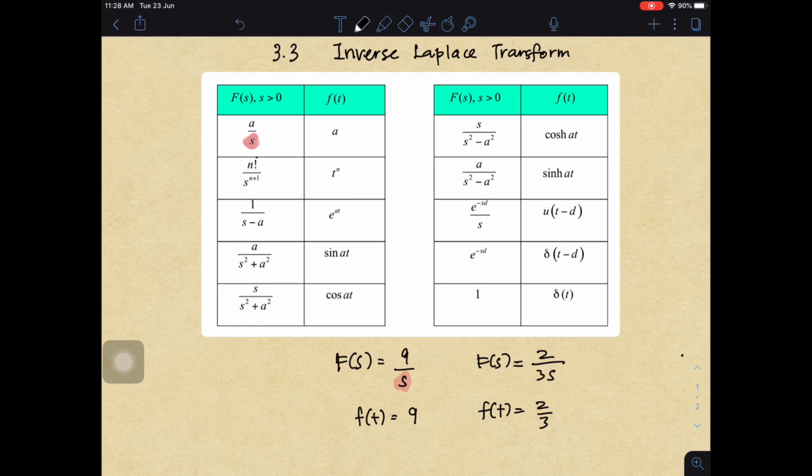When you have the denominator s to the power other than 1, for example s to the power of 3, s to the power of 2, or s to the power of 4, that Laplace transformation function F(s) will give you the original function t to the power of n. Previously, if you see the denominator s to the power of 1, automatically you know f(t) is a constant a. If your denominator is s to the power of other than 1, then f(t) is in the form of t to the power of n.